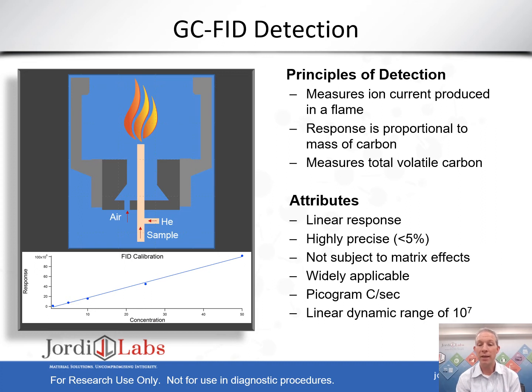Now here is the flame ionization detector. This again is completely orthogonal. It measures any carbon-containing species. It has a nice linear response and is highly precise and is not subject to matrix effects in general. It is widely applicable with picogram level sensitivity and a very wide linear dynamic range. It is an excellent quantitative detector.